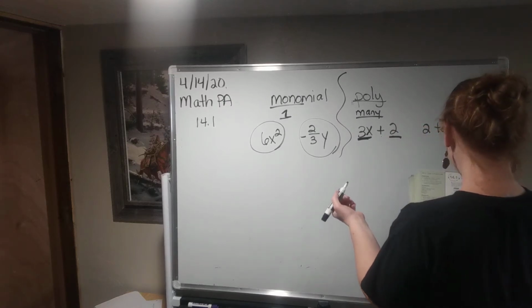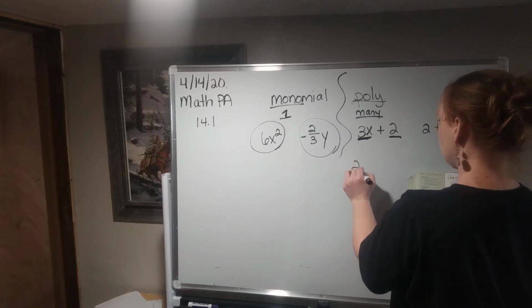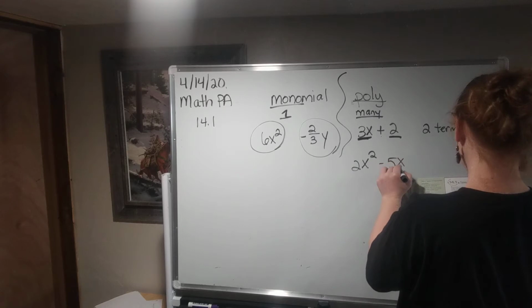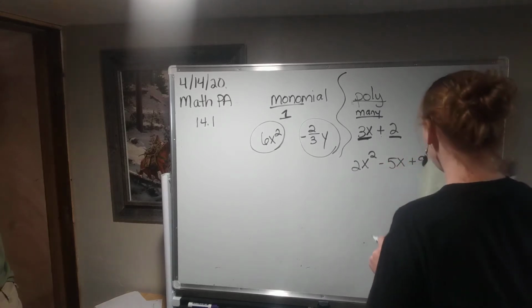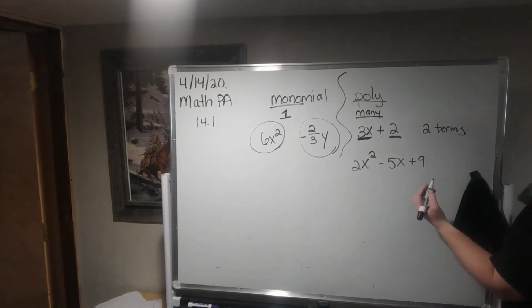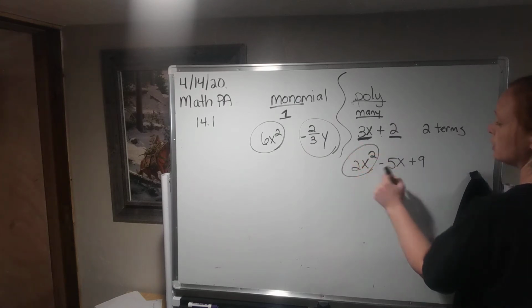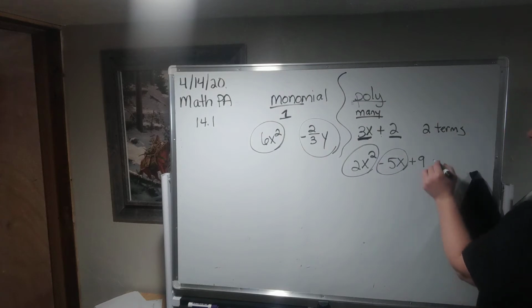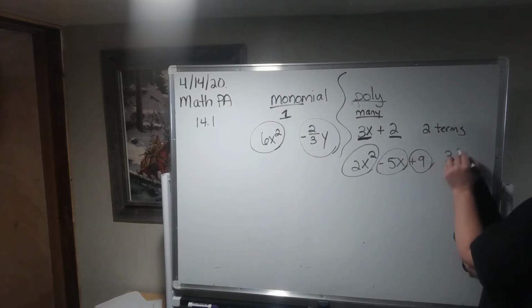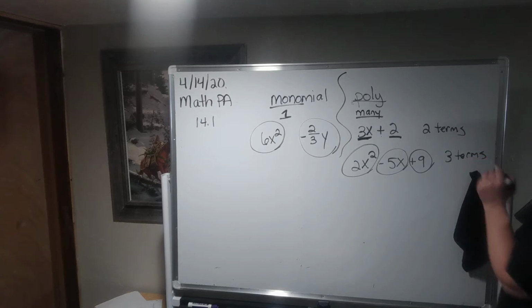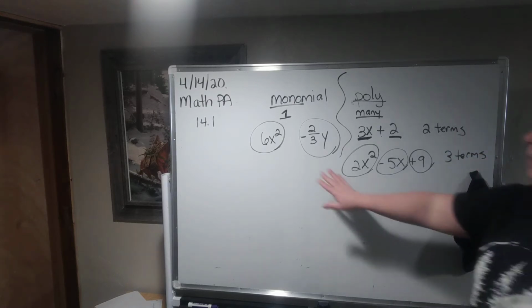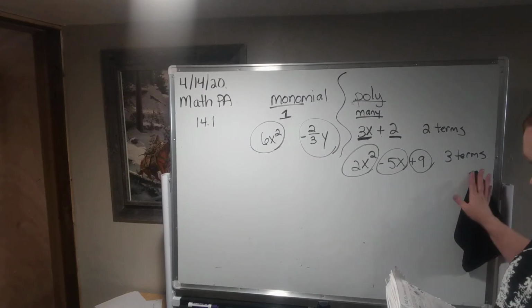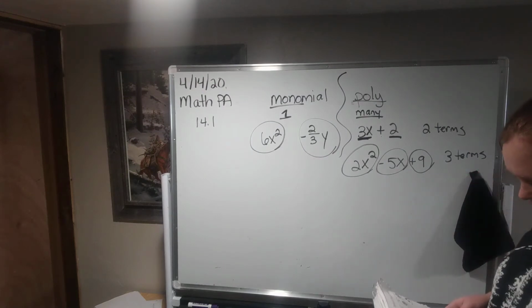Now, we would say this one has two terms, okay? So now I'm going to give you a three term: 2x squared minus 5x plus 9, okay? So be thinking to yourself, how many terms does this have? Well, this is a term separated by the subtraction sign. This is a term separated by the subtraction sign. And this is a term. So it has three terms. Okay? So monomials, polynomials. Okay? And then we tell you how many terms it has.